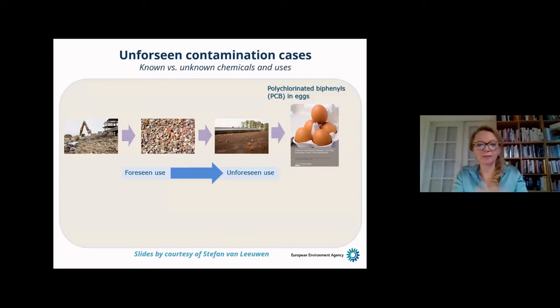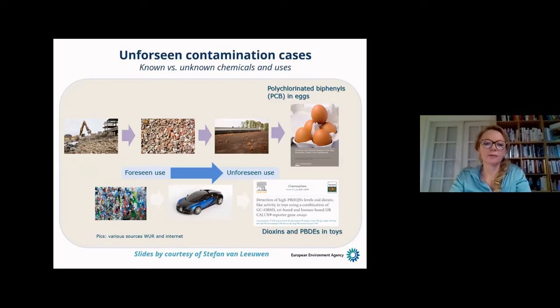So just an example, which I should say, I'm thankful to Stefan van Leuven, who has provided this slide. It's an example of how building products was made into gravel, which was used in a hen farm, and where you had PCBs ending up in the eggs. During the risk assessment, nobody had thought about the building products to do a risk assessment for exposure to hens and going into eggs. Because at the time in the 1960s, 70s, etc., when it was applied, this was not part of the thinking. So it went from a foreseen use to an unforeseen use.